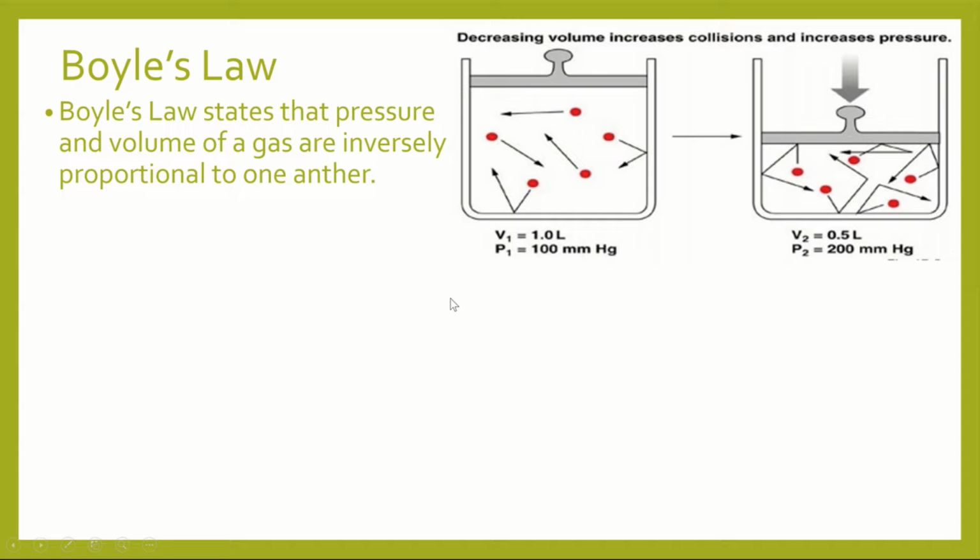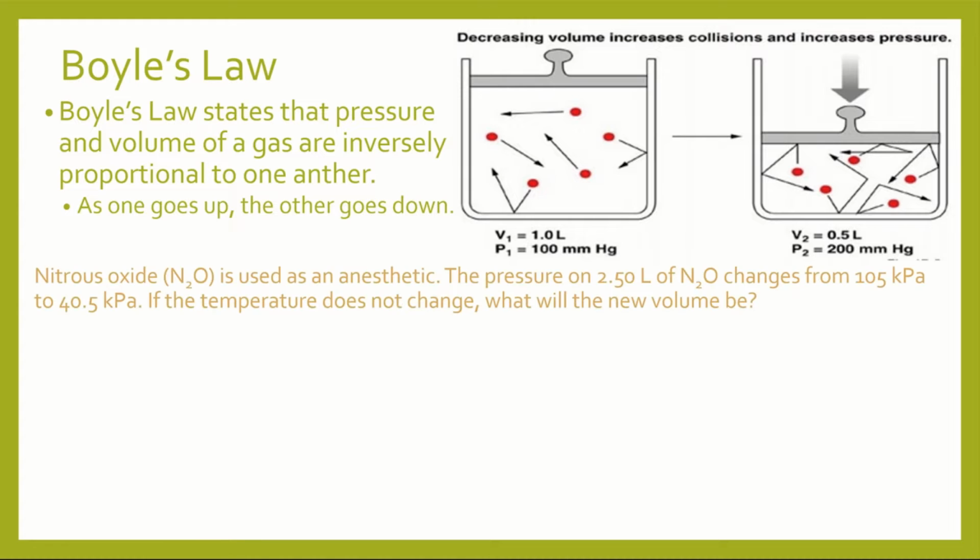So inversely means that as one goes up, the other goes down. So this is the one law where the relationship is inverse. Both pressure and temperature and temperature and volume were both directly related. As one went up, the other went up. But with pressure and volume, as one goes up, the other goes down.